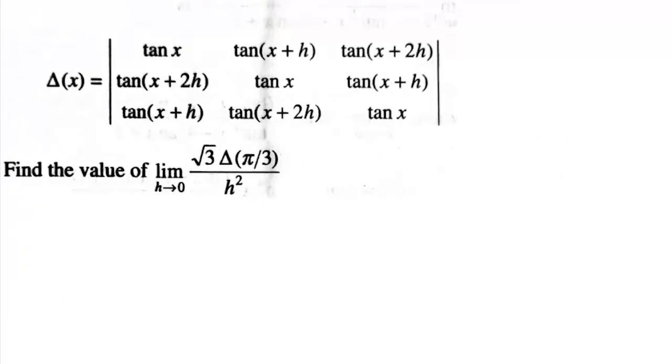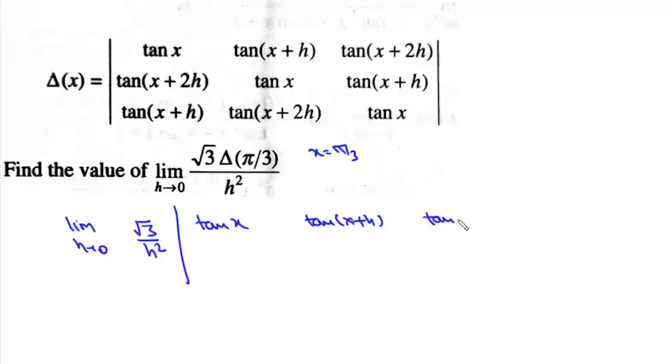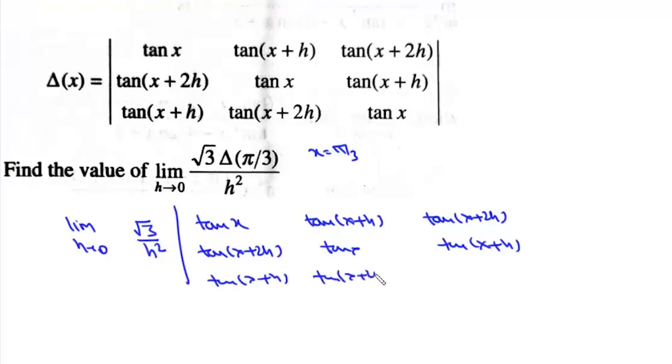Now here the question is, we are given this determinant delta x and we need to find the value of this limit h tends to 0 root 3 delta pi by 3 upon h square. Now if we look at this limit h tends to 0 root 3 upon h square delta pi by 3, we'll put x as pi by 3 later, so we'll write this as tan x, tan x plus h, tan x plus 2h, tan x plus 2h, tan x, tan x plus h, and here it is tan x plus h, tan x plus 2h, and tan x. Now what we'll do is we'll write C3 as C3 minus C2 and C2 as C2 minus C1.